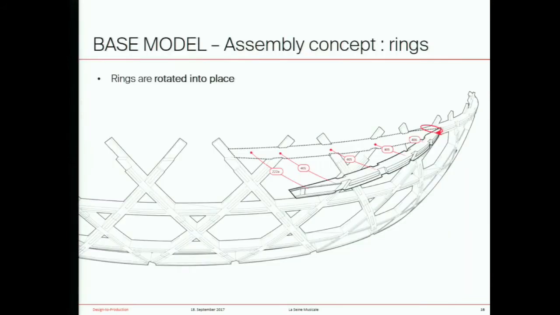The rings are then rotated into place from the outside around the longitudinal joints. And as the piece rotates, the lap joints on the ring successively make contact with the diagonals. And this allows the assembly team to engage them one after the other. And since we need to know every assembly direction beforehand, these are stored in the model and later used for collision checking.